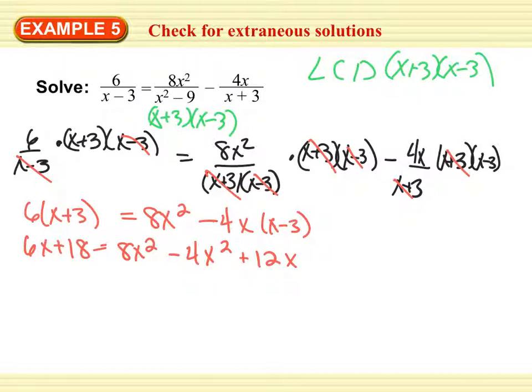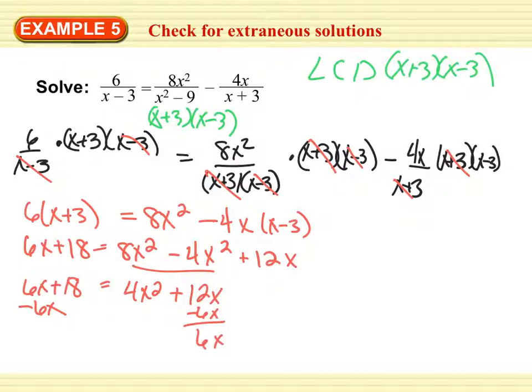Oh, no, I'm not. Psych. Just kidding. I'm collecting like terms. That right there gives me 4x squared plus 12x equals 6x plus 18. Let's move this stuff over here, right? Minus 18, minus 18.